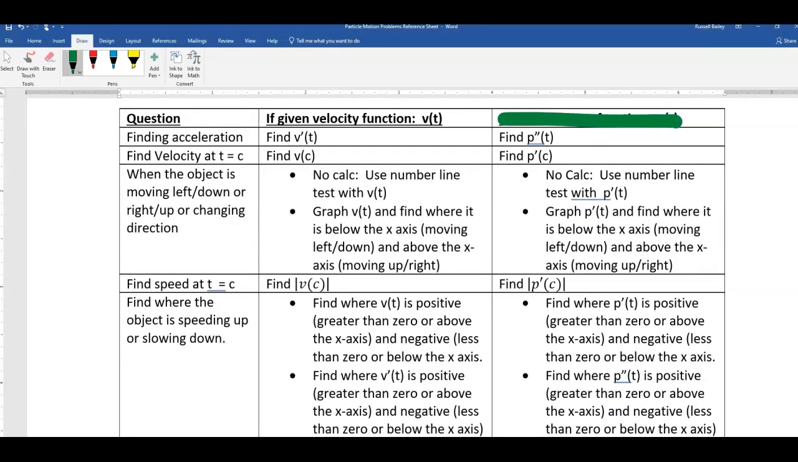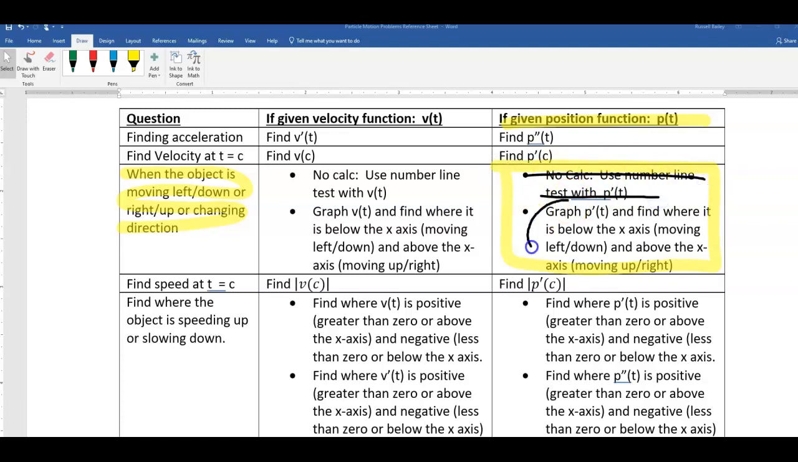And we're being asked, when is the object moving left, right, or changing direction? So that means we're using this information here, which means that this is our how-to box right here. Now, this is a calculator-based question, so I'm going to ignore these steps for now, and I'm going to look at what it's recommending here. It says graph the derivative of P and find where it is below the x-axis.